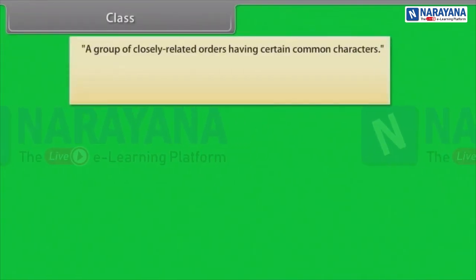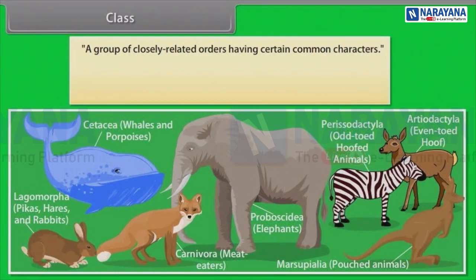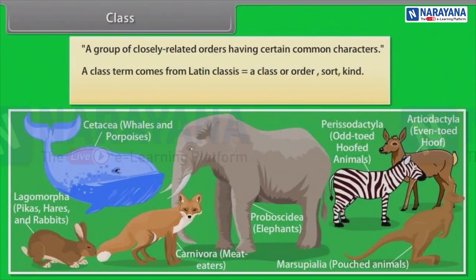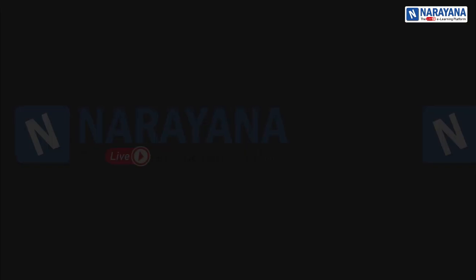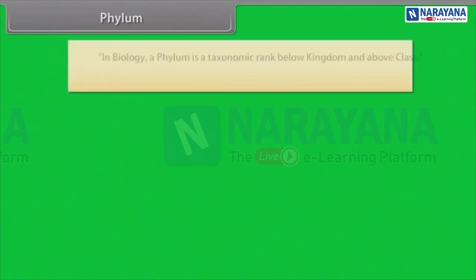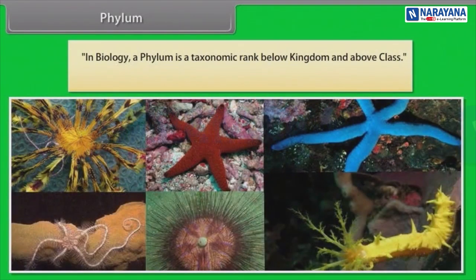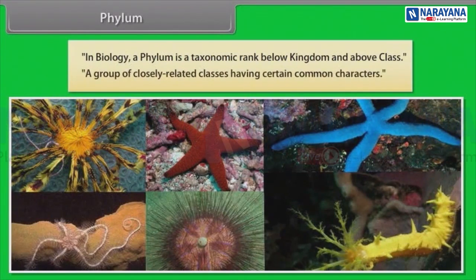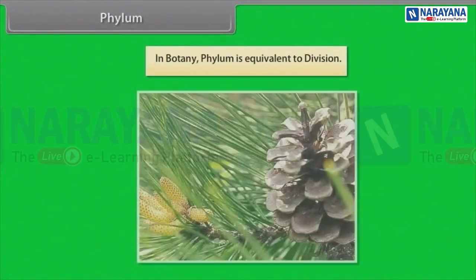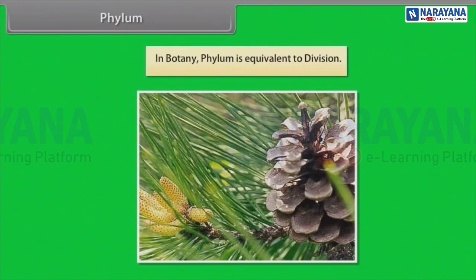Class: a group of closely related orders having certain common characters. The term class comes from Latin classis, a class or order, sort, kind. Example: class Mammalia. Phylum: in biology, a phylum is a taxonomic rank below kingdom and above class. A group of closely related classes having certain common characters. In botany, phylum is equivalent to division.